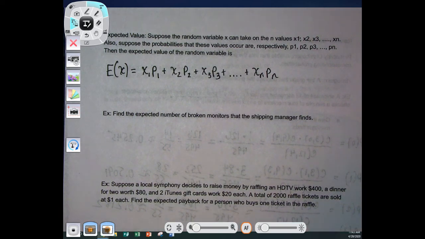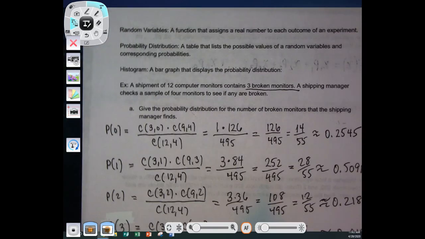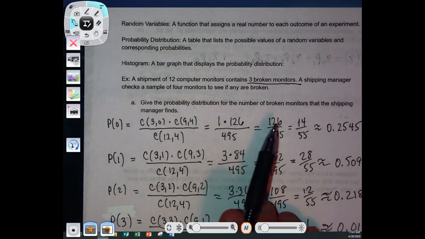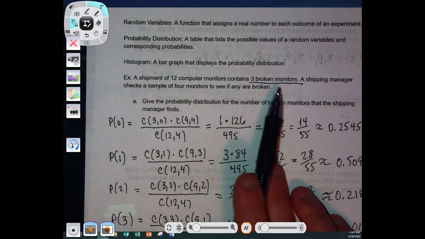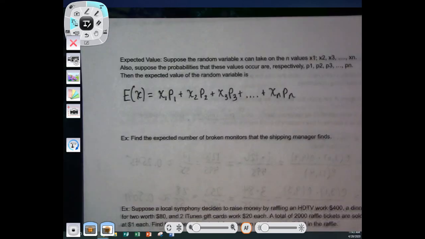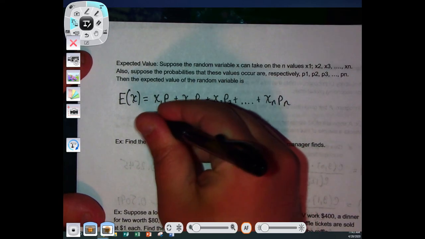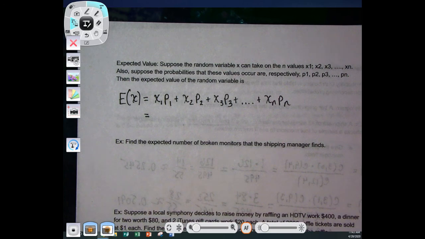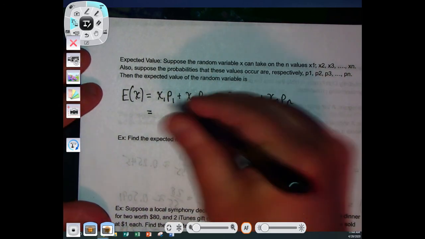Okay, so for example, we go back to broken monitors from the previous video. They ask us to find the expected number of broken monitors that the shipping manager finds. From the previous video, they wanted us to give the probability distribution for the number of broken monitors that the shipping manager finds, given that there are 3 broken monitors in a sample of 12. So here, to find that expected value, we would take the answers that we got from that previous example.